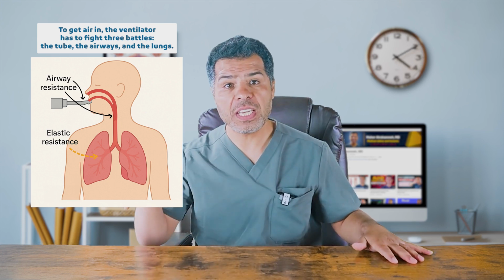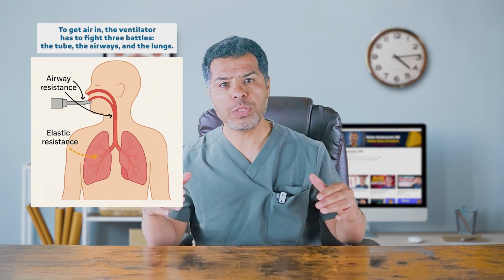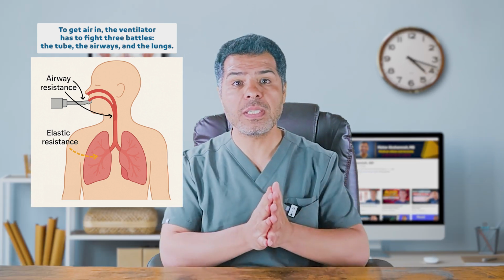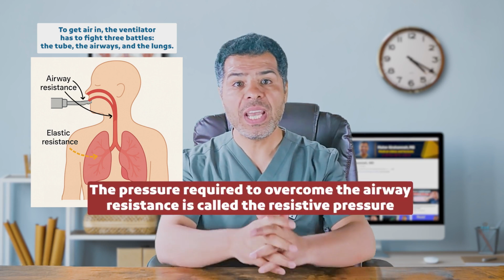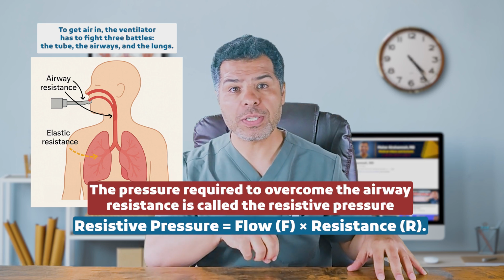The resistance in the ET tube and airways is primarily due to their narrow lumens and flow dynamics. The pressure required to overcome this kind of resistance is called resistive pressure, and it's calculated by multiplying the flow rate by the airway resistance.